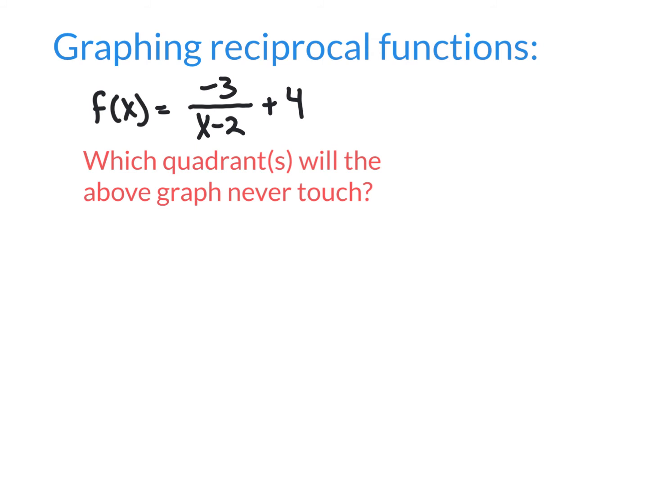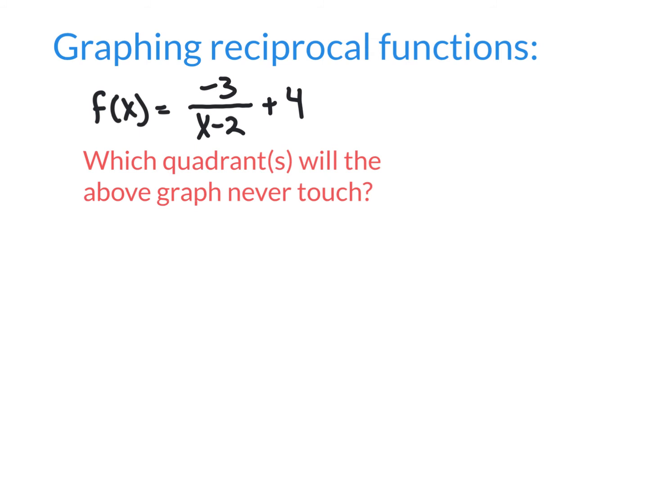So I'm going to give you guys a couple of seconds right now. I'm going to pause it, and you guys go ahead and post in the comments, what quadrant do you believe this will never touch or cross through or be on, right? Will it be quadrant 1, quadrant 2, quadrant 3, or quadrant 4?